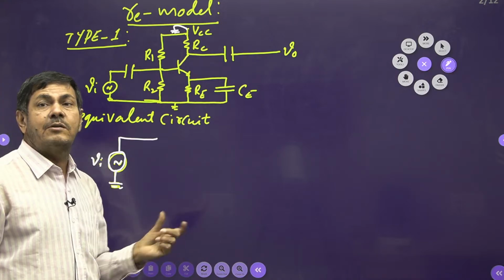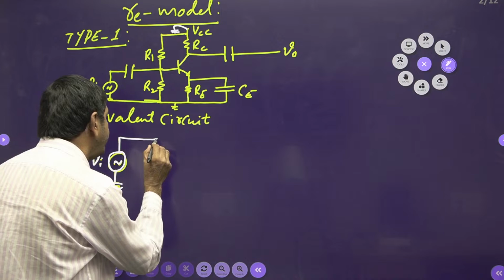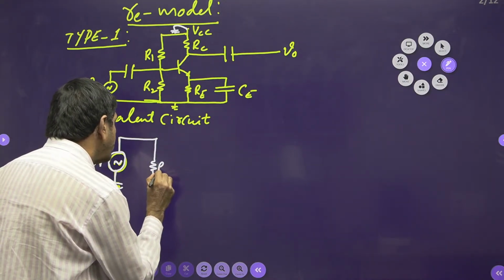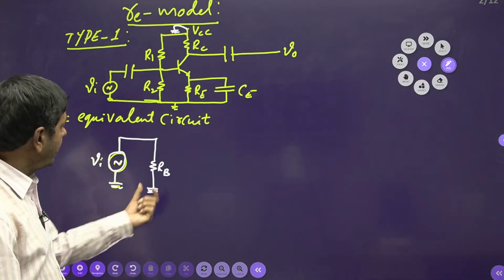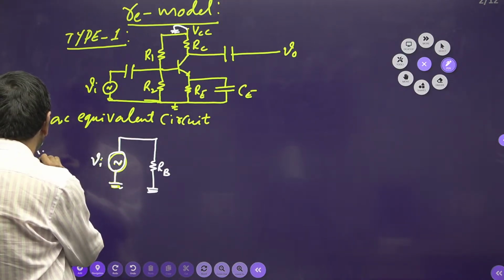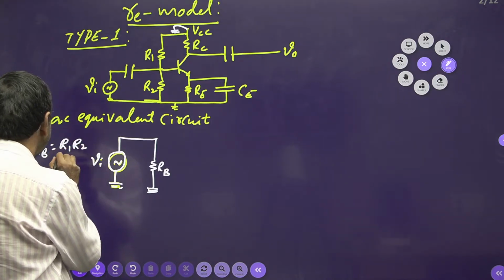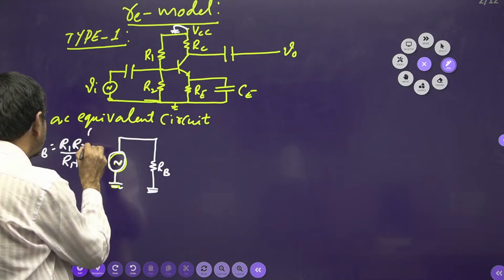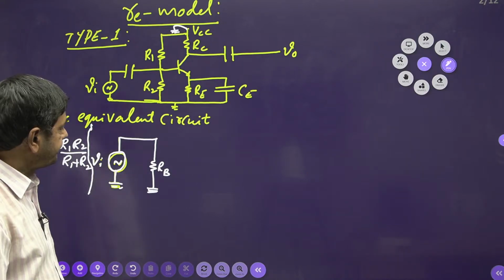But I want to take the equivalent circuit directly. Equivalent resistance I want to connect now. That is nothing but RB, the base resistance I want to take. By using R1 and R2, I got RB. Sir, what is that RB? The RB is nothing but the parallel connection of R1 and R2. I can write R1 R2 by R1 plus R2. From these two values, I will get this value. Understand my point now?